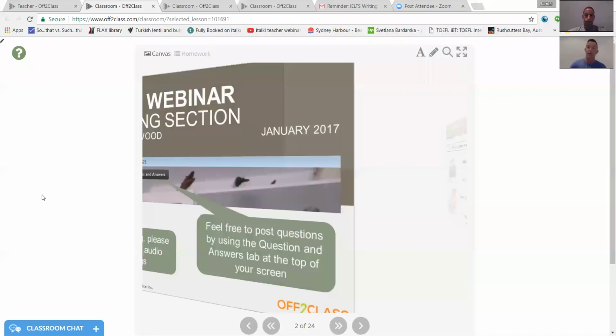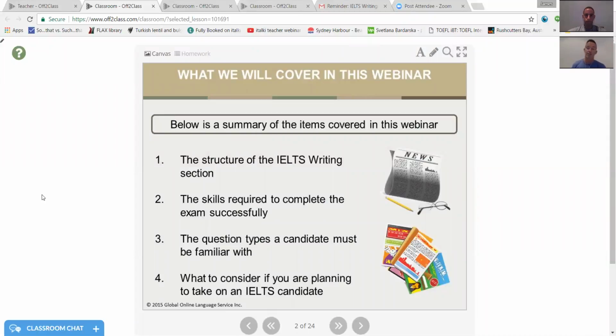Very quickly, to summarize what I'm going to cover: I'll go through the structure of the IELTS writing section. It's the least complex in terms of structure, as some of you will be familiar with already. The skills that I think are needed to complete the exam successfully, from the student's point of view. The question types a candidate must be familiar with, and that's easy enough in writing compared to listening and reading in particular, which have a large range of question types. And then what to consider if you're going to take on an IELTS candidate as well.